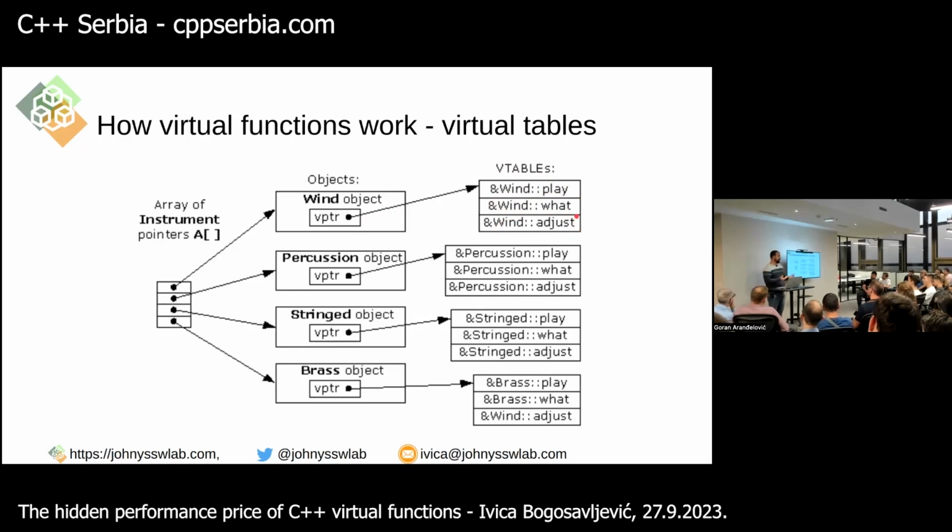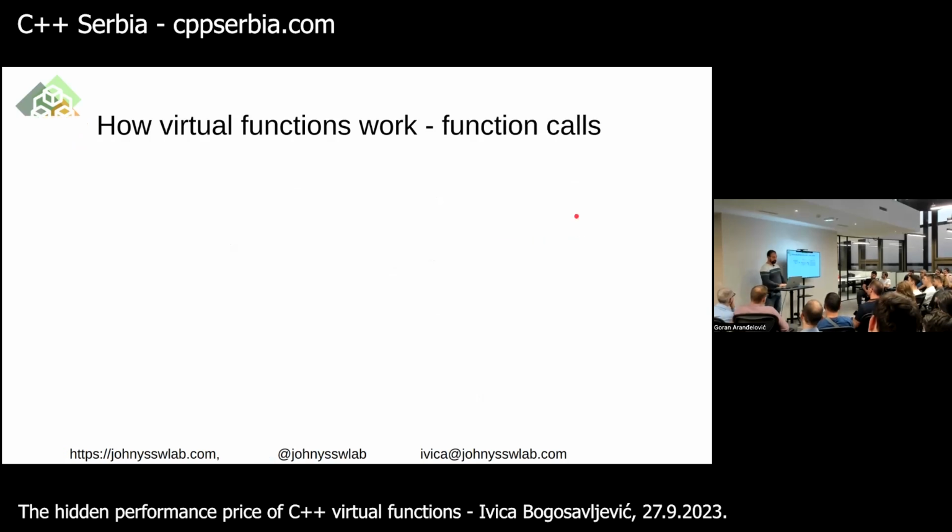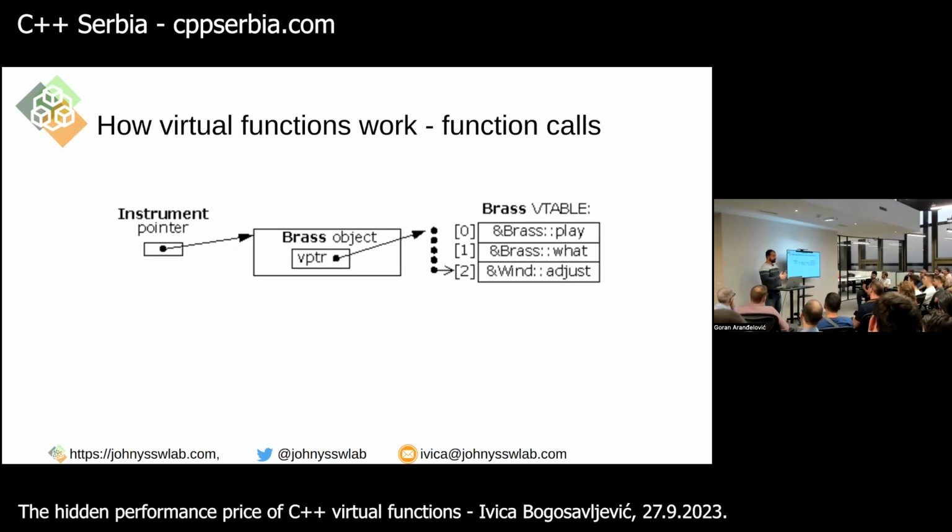And this is how things work. Now, what happens when we want to execute? So we have an object. Let's say we are processing an object. We want to call method adjust, but we don't know its address. We need to know its address. And how do we get its address?